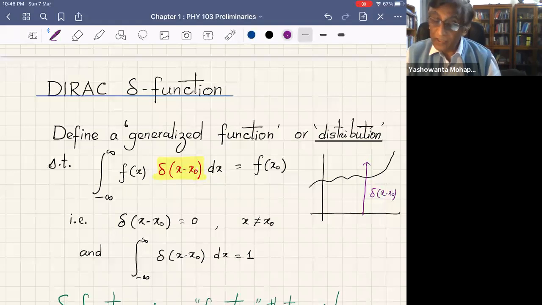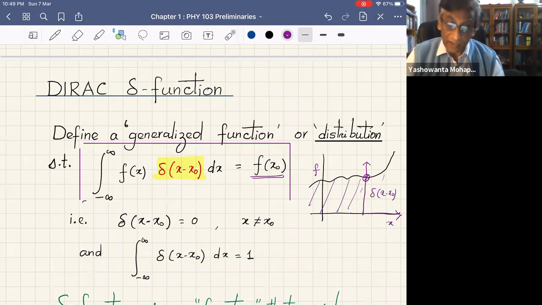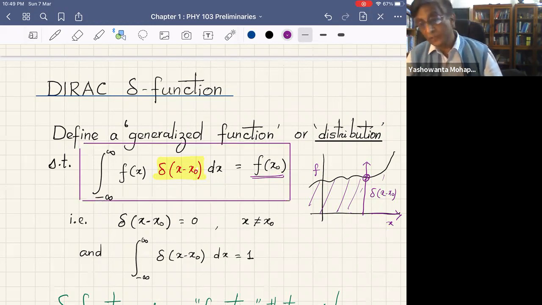Now, if I integrate, this is 0 everywhere, right? So the only thing that it picks out is this point, the f value as a function of x. So if I integrate, this is 0 because the delta function is 0 everywhere else except at this point, and that value is f of x naught. This is the most central application of a delta function. That is, it goes to infinity at the place of its occurrence, but once it is integrated, it picks out the value of that function at that particular point.